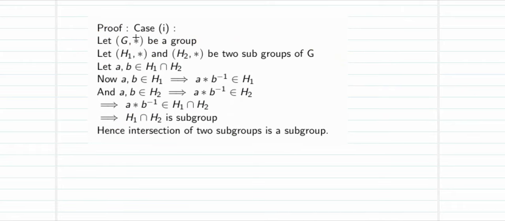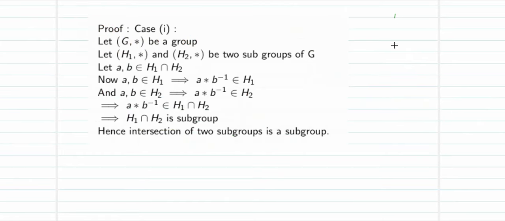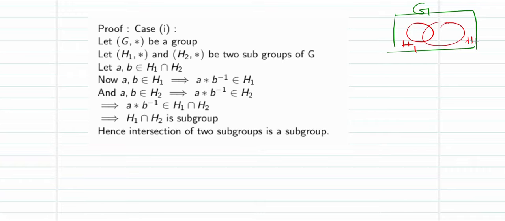Case 1. So we are going to show that intersection is going to be a subgroup. Let G be a group and H1 star and H2 star be two subgroups of your G. Just like what we have seen over here, the bigger picture is your G and the smaller pictures, we have now two smaller copies of it called as one to be your H1 and the other one to be your H2.